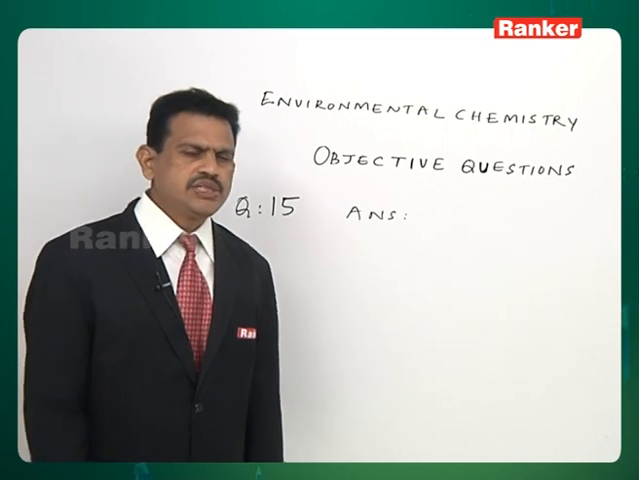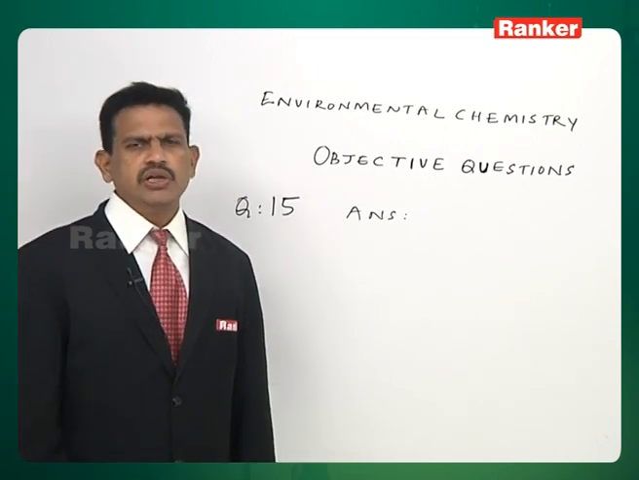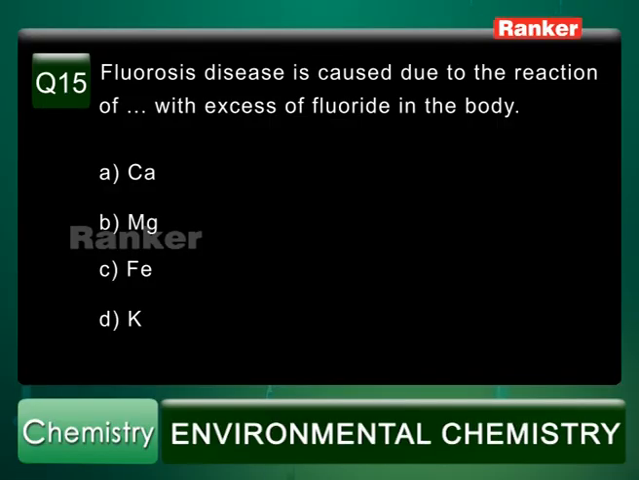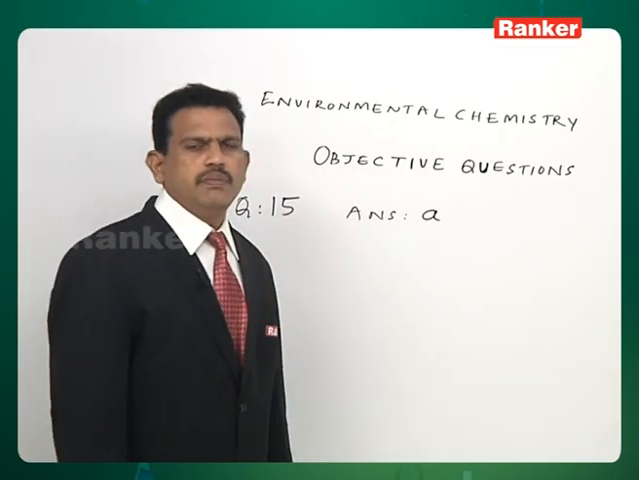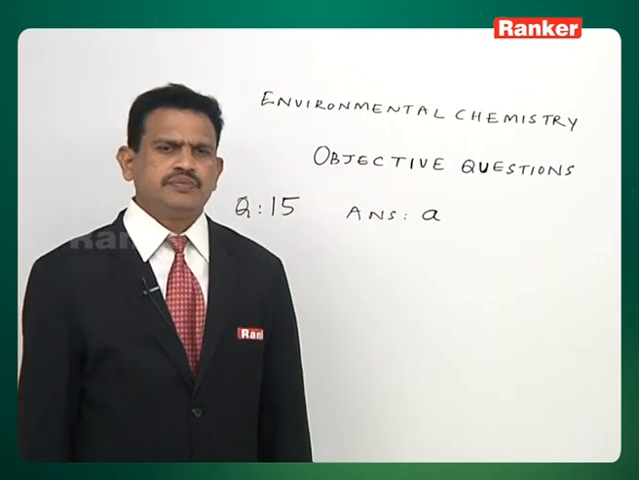As we have discussed in the theory part, fluorine up to 1 ppm is useful. It will strengthen the bone and teeth and it will form calcium fluoride. So we can go for option A. Beyond this, it may be dangerous. It may cause fluorosis disease.